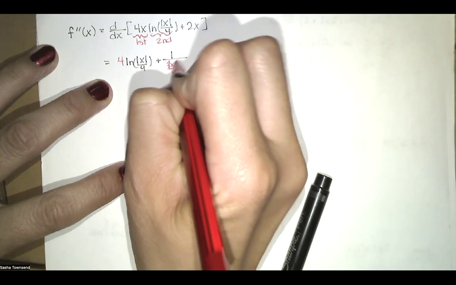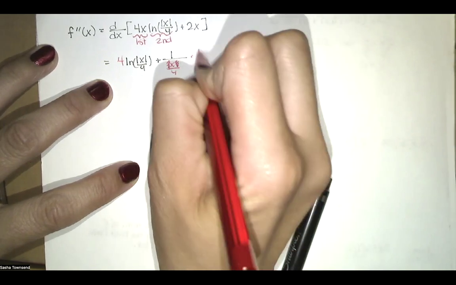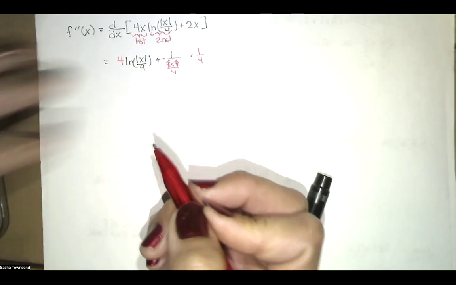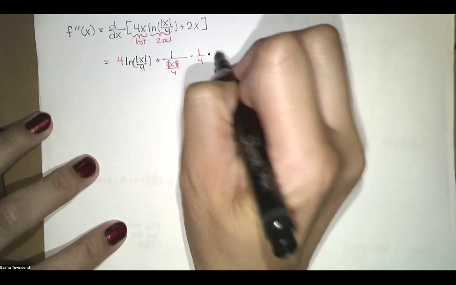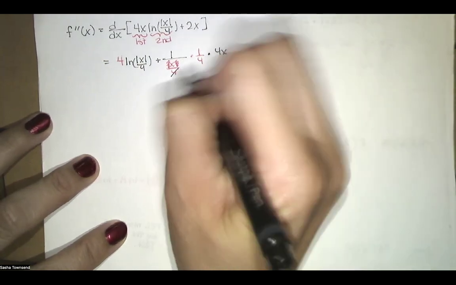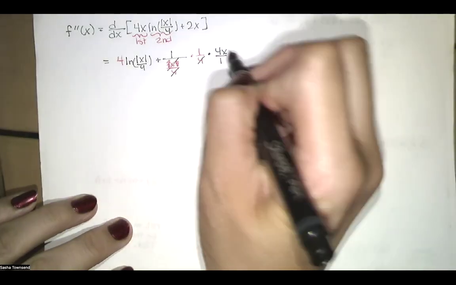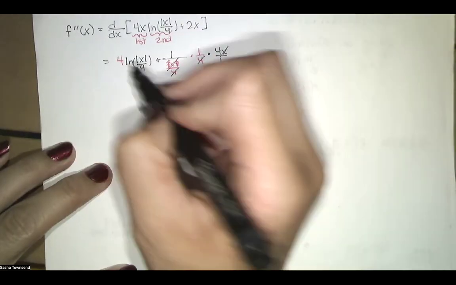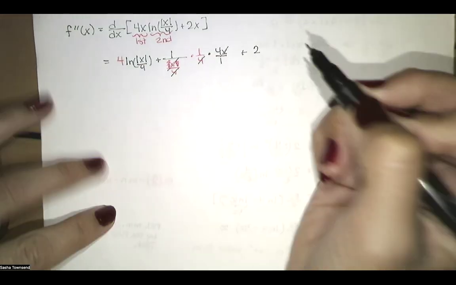And actually, we don't need the absolute value bars there. Times the derivative of the inside. Well, the derivative of x over 4 is just 1/4 because it's the same as 1/4 x, right? That's the derivative of the second. Don't forget to multiply by the first. The 4 is reduced there. And that's a 4x divided by 1. The x is reduced there. So that's the derivative of this product. And then we add the derivative of 2x, which is just a 2.